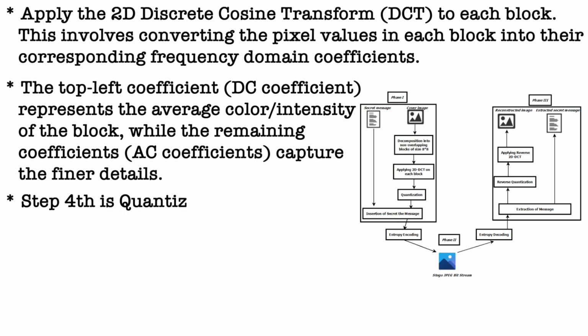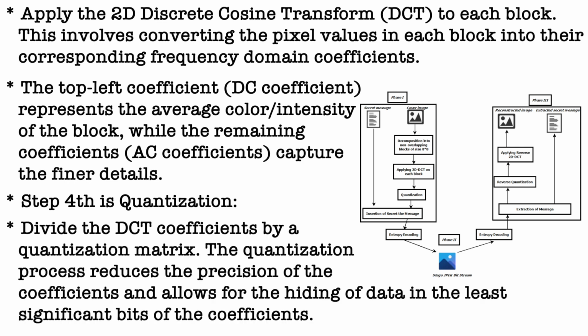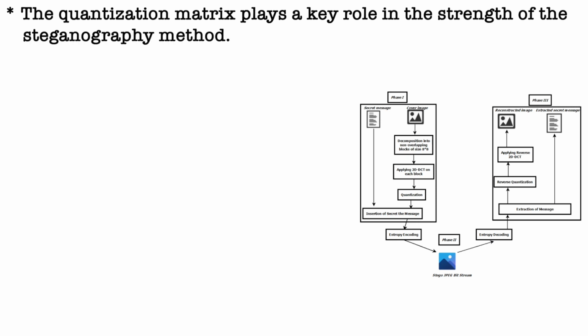Step 4 is quantization. Divide the DCT coefficients by a quantization matrix. The quantization process reduces the precision of the coefficients and allows for the hiding of data in the least significant bits of the coefficients. The quantization matrix plays a key role in the strength of the steganography method.